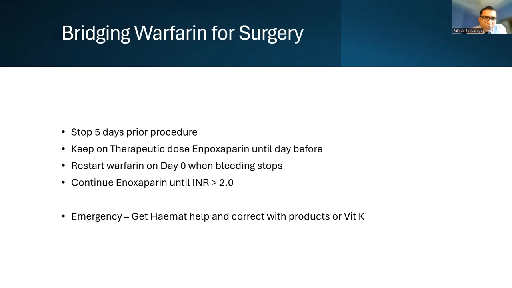Bridging: when you have to do a surgical procedure in this kind of patient, you have to bridge warfarin with possibly enoxaparin. You have to stop warfarin 5 days before the procedure, and you might have to admit the patient to keep them on enoxaparin until the day before the surgery. You have to start warfarin on day zero, provided that the bleeding has stopped, and continue enoxaparin until the INR comes up to at least 2.0. You can stop it once that's reached.